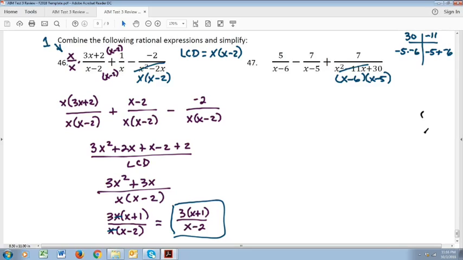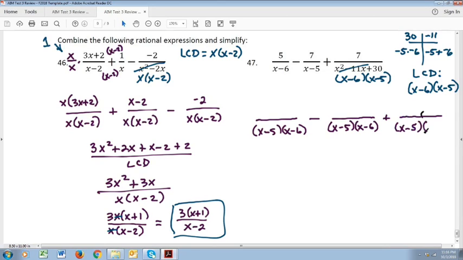So again, LCD is just those two factors. That's the only two factors we have. And we're going to rewrite so that all of our denominators have that denominator. And I made a mess of things there with my little marks. So for 5 over x minus 6, I'm missing the x minus 5 factor. So I got to multiply by x minus 5 over x minus 5. And so 5 times x minus 5 becomes my new numerator. And then on the next fraction, I need to multiply by x minus 6 to get my LCD.